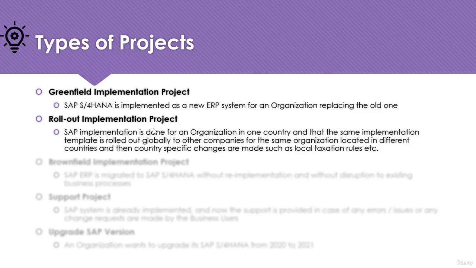So according to our business requirements, we have to configure the UK company code and US company code for intercompany sales and purchase transactions. So I will be following a mix of Greenfield implementation project for the UK company, because I have to demonstrate to you the end-to-end implementation for the SAP S/4HANA sales module. And I will be using rollout implementation for the US company code.